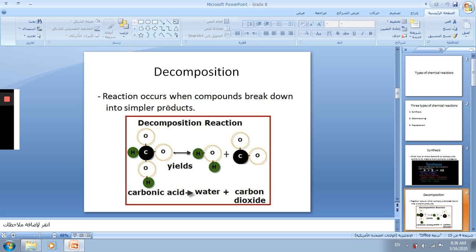Let's talk about decomposition. Decomposition reaction occurs when compounds break down into simpler products. Like what? Like we have here CH2O3. This is one molecule or compound. And this molecule will break down into H2 and CO2, by an outside agent. This compound can break down into simpler products, which are H2 and CO2, as you can see in this figure.